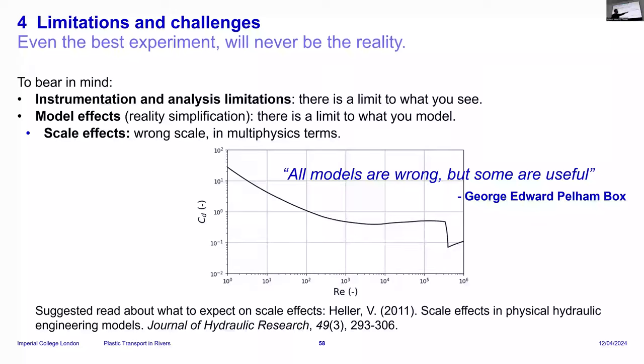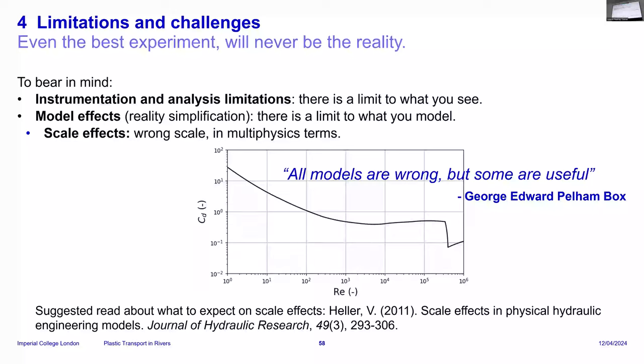The famous British statistician Box said all models are wrong, but some are useful. This is a classic, but it's true. This also applies to physical models. And we have many limitations in a physical model. From the instrumentation and data analysis, there's a limit to what you can see. If your cameras are not able to detect them, you're screwed.